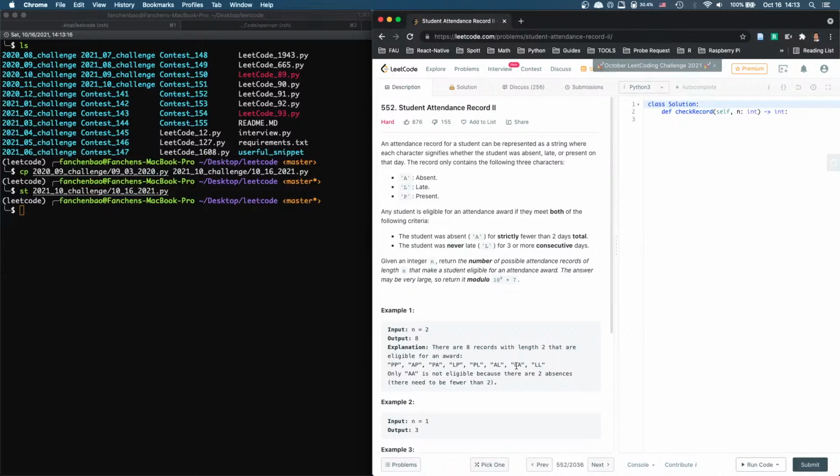And we can have 1 L, right? Because it's never late. We can do 1 L. So P and A, so P by itself, P and A, and then P and L. So P and L will start from 1 L, so PL and LP, and how about 2 L's? We can do 2 L's. So for 1 L, we can find all the possibilities, and then for 2 L's.